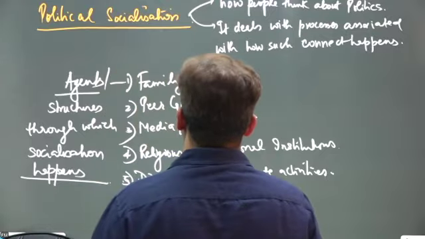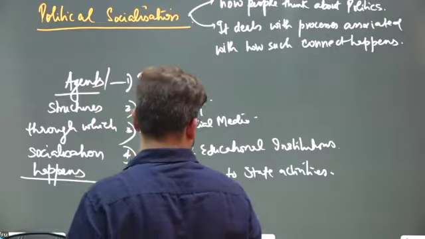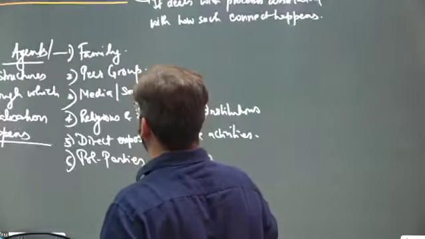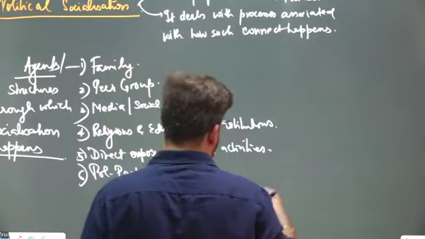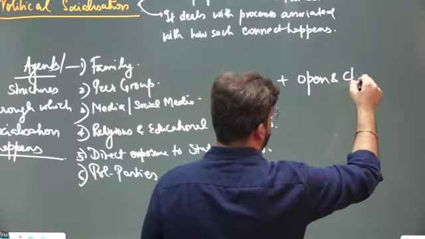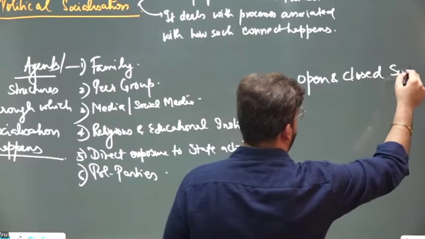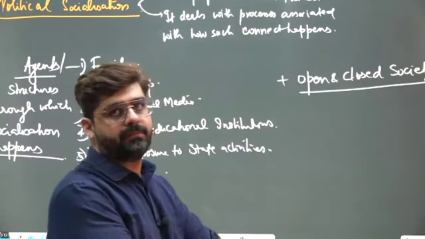Done. This is the political socialization approach. Very, very easy. Here, the definition has to be kept in mind. The agents or the structures have to be kept in mind. Plus, the open and closed society idea has to be kept in mind. So any question, if it will come, will come from this part only. Done.